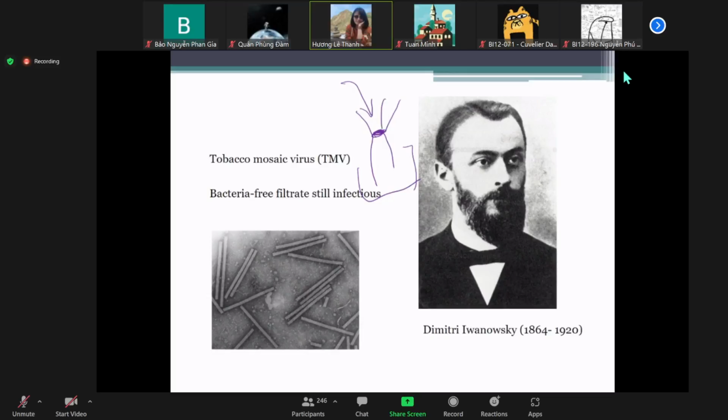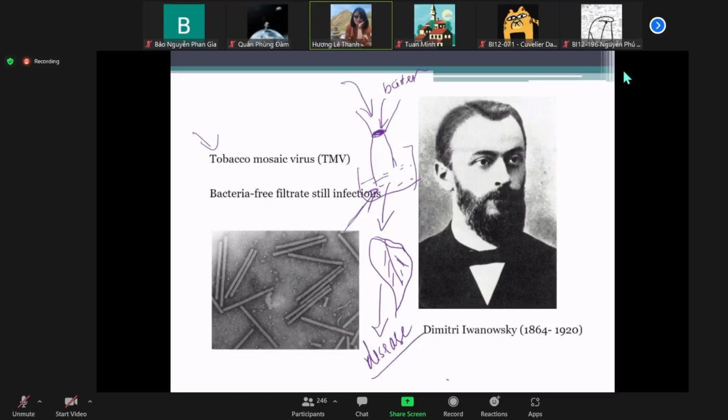So the bacteria will stay here, on the filter. And he collected the liquid to infect another tobacco leaf, but it still resulted in the disease. So he said that there is some pathogen, something smaller than bacteria, that can cause this kind of disease, and that is the virus. This was the first time viruses were discovered, and it was the tobacco mosaic virus. We call them TMVs.